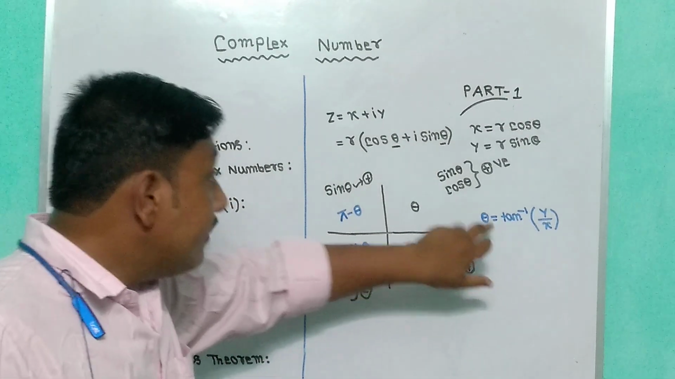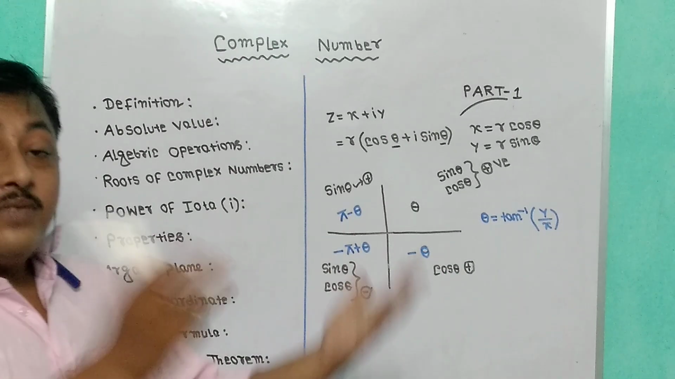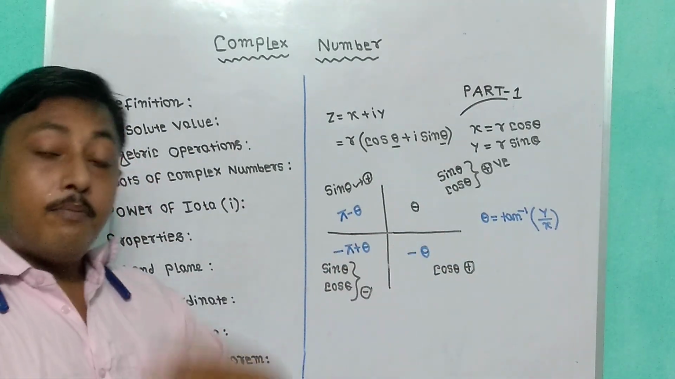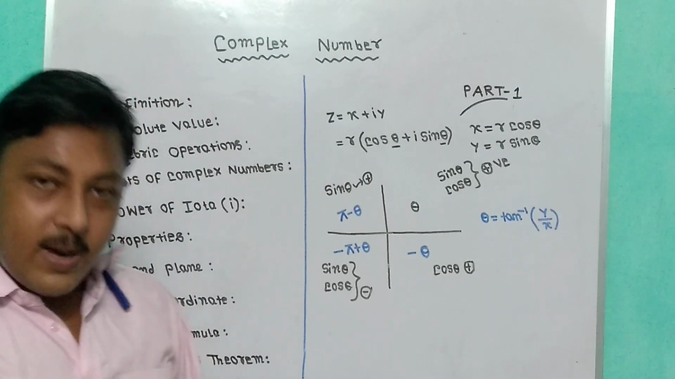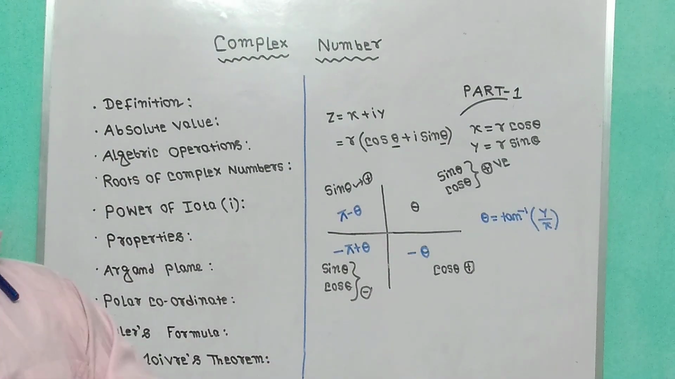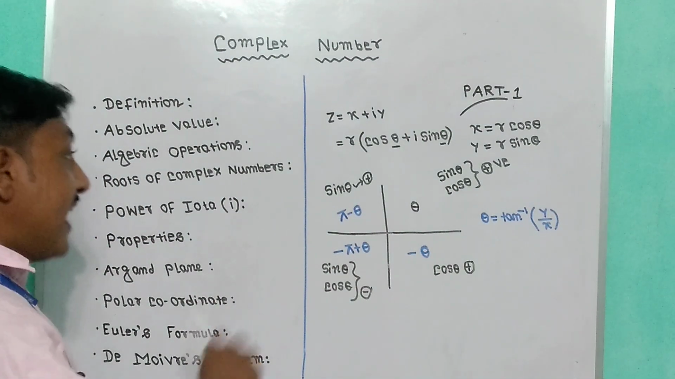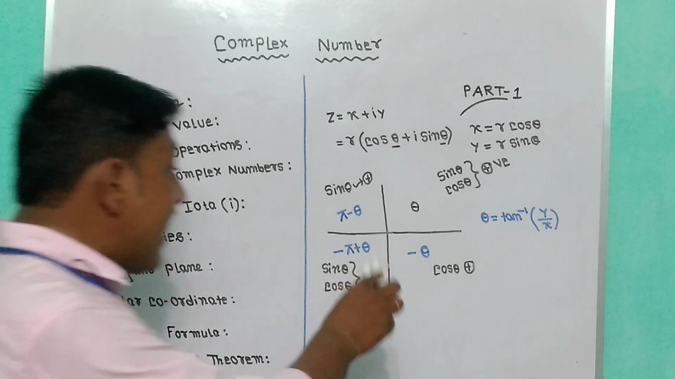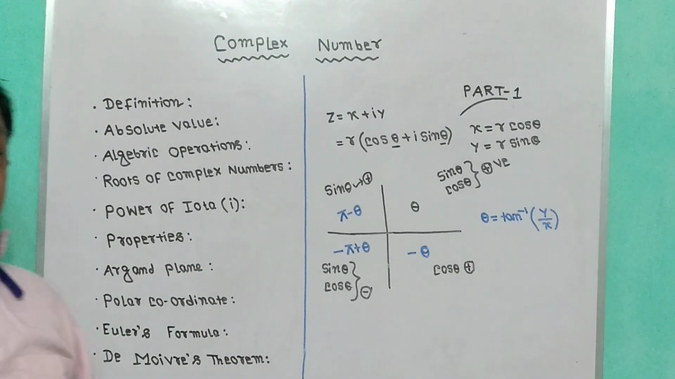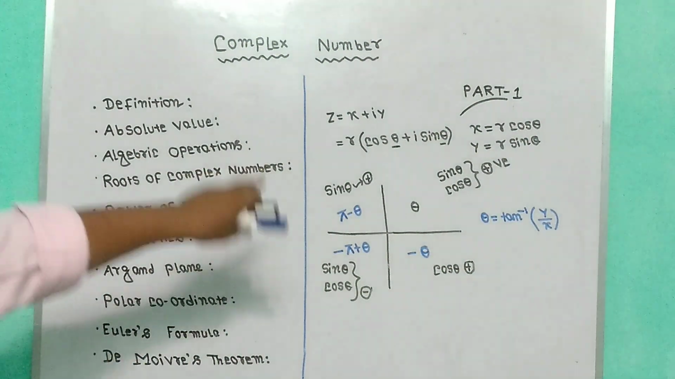Suppose in the question they are asking what is the argument of this function. At first you find the theta, then you have to write minus theta. Suppose theta's value is pi by 3, so you have to write that minus pi by 3 is the argument. Why? Because this point lies in the 4th quadrant. In part 2 we will solve examples. That time you will clear all the concepts, because here I am just telling you the concept of this chapter. So you just write down these things only.